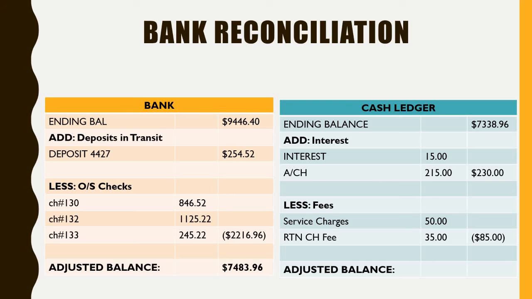So once again, when we're taking a look at this, we're going to start off with our ending balance of $7,338.96. We're going to add our interest in this case, which is $230, and we're going to subtract our fees, which total $85, to get a grand total of $7,483.96, which, boom, both my bank and my books match. And that is how you complete a bank reconciliation. Okay. Any questions?